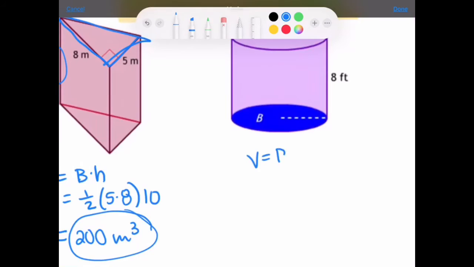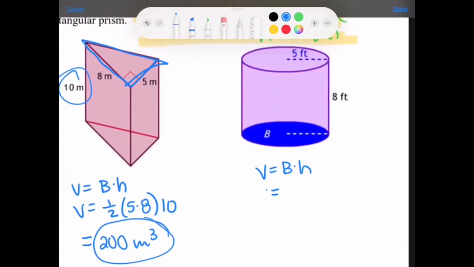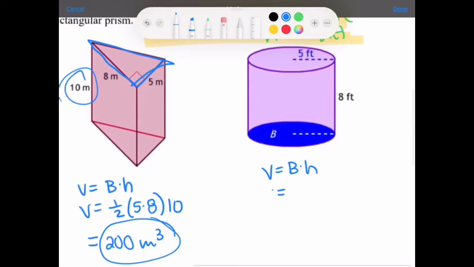Volume equals base area times height. Volume equals our base area. So our base is a circle, right? With a radius of 5. So pi times r squared times height. Radius is 5, so 5 squared, and our height is 8. Put in the calculator and we get 628.3 feet cubed.